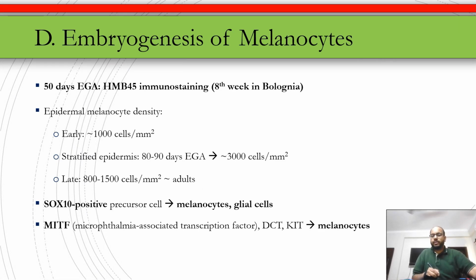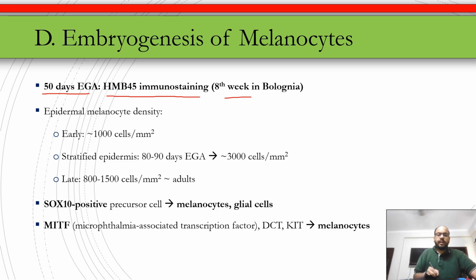Now, embryogenesis of melanocytes. I will not go into much detail on this because I've already covered it in melanogenesis. So just go back and look for the videos on the channel, and you will understand the embryogenesis of melanocytes. At about 50 days of EGA, HMB45 immunostaining is seen. It's a special stain to look for melanocytes. Bologna mentions 8 weeks and 50 days is mentioned in Fitzpatrick, so I've mentioned both here.